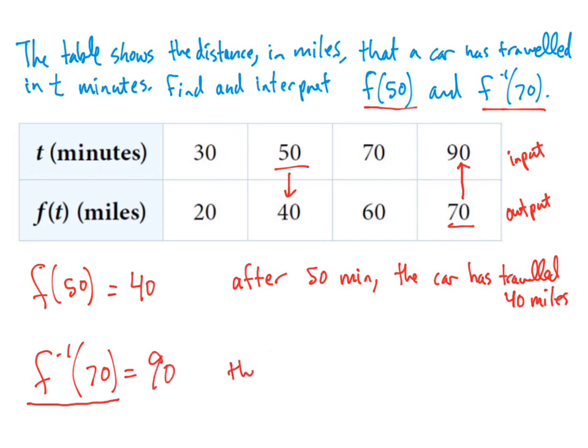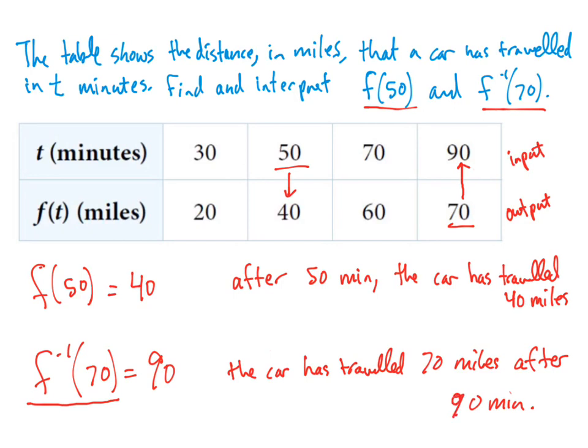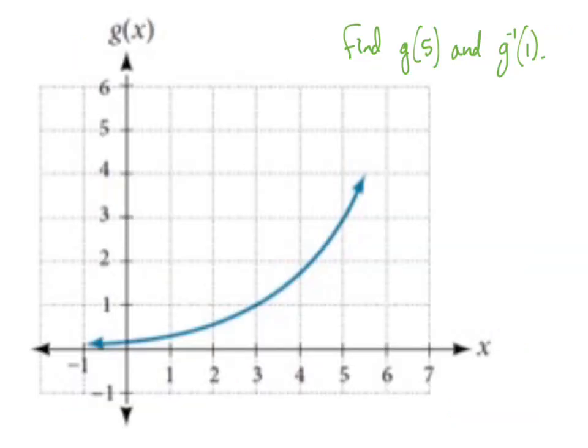So the car has traveled 70 miles after 90 minutes. So that's how we can interpret an inverse function from a table. And let's do something similar with a graph of a function. Sorry, it's a little blurry. But it says find g of 5 and g inverse of 1.